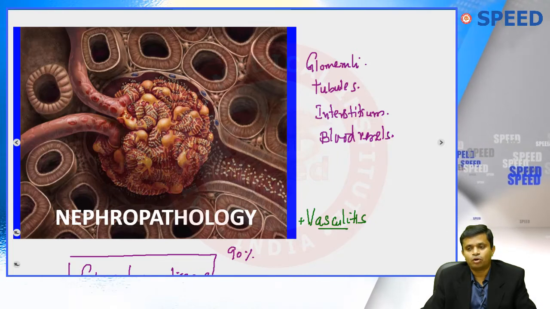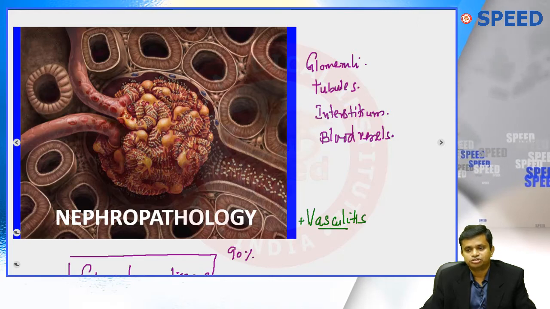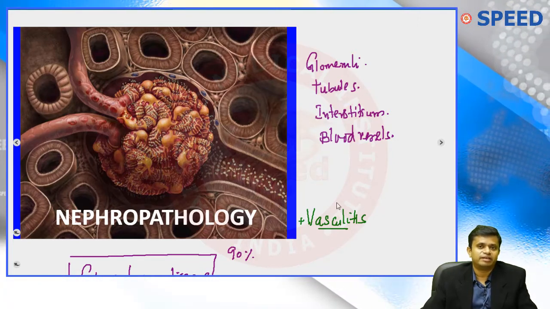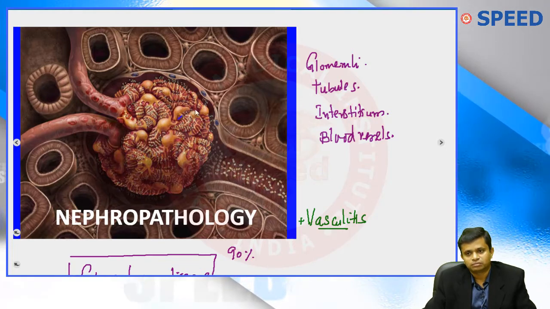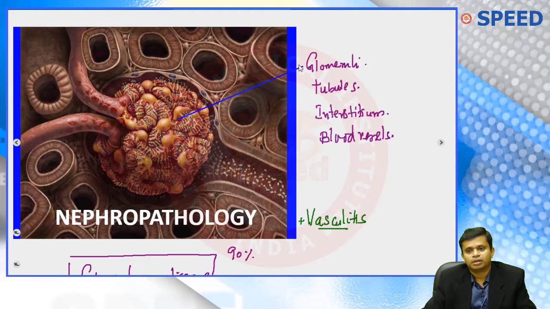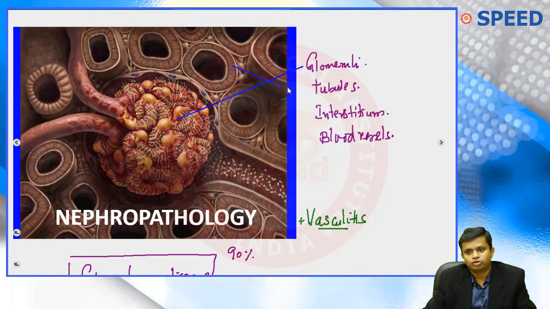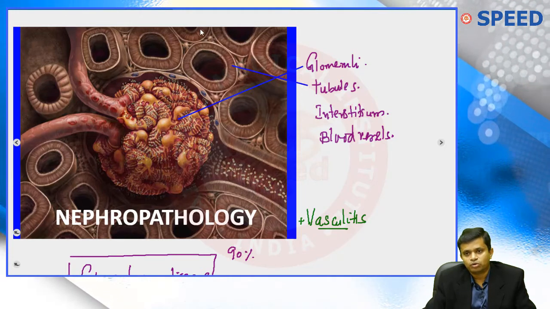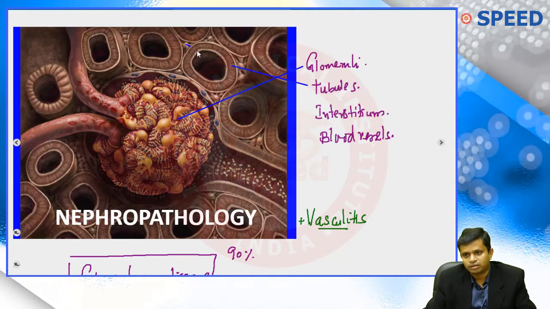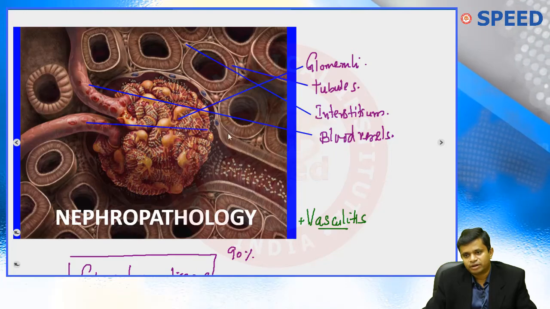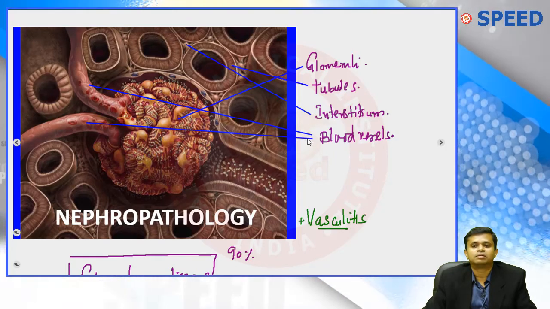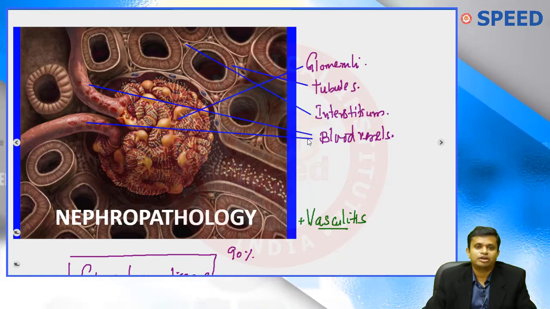Now, can we just identify all these things on the image? It's basically image based questions what you are going to get in the exam. I want you to just focus on the important structures. I will show you this is your glomerulus. This is your tubules. The rounded structures what you see here, this is the tubules. In between the rounded structure, you see some small space. That space is called interstitium. Can you see these blood vessels? This is your afferent and efferent blood vessels.